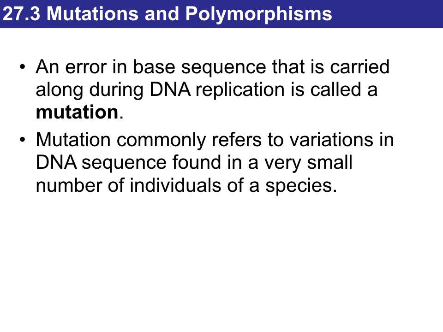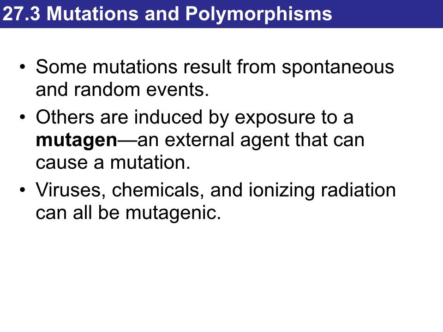Another thing I want to emphasize is mutation and then polymorphism. So mutation is anytime there is an error in the base sequence that is carried during the replication of the DNA. That's what we call mutation. Well, mutation can be very bad, but mutation can also be helpful, and that's part of evolution. So any mutation actually refers to a variation in a DNA sequence that you find in a very small number of individuals of any species. Some of those mutations can be spontaneous and random events.